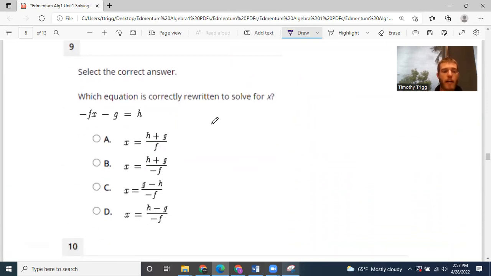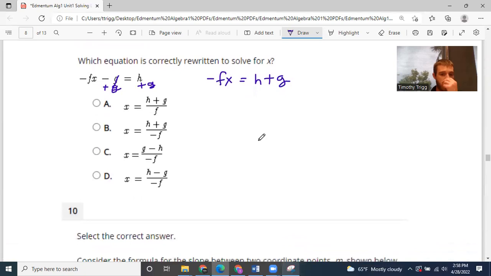This one, solve for X. Okay. The first thing I would do is add G to both sides to cancel that out. Okay. So that gives you negative Fx equals H plus G. See if you can solve it from there. Again, you're trying to get X by itself.